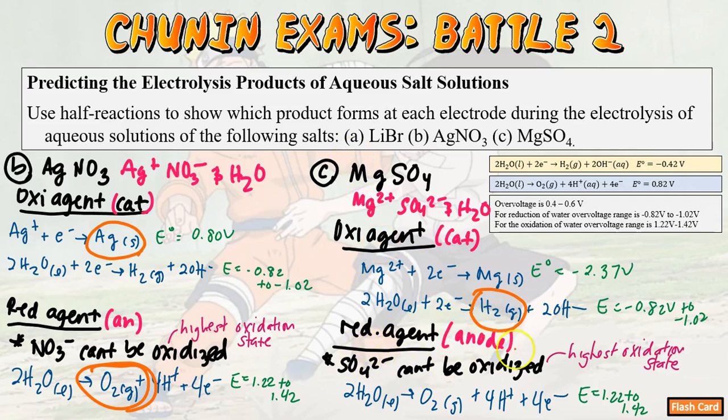Now moving on to the reducing agent, we have SO4 2 minus. SO4 2 minus can't be oxidized further. It's at its highest oxidation state, using again the information we get from the summary from Inoki. So because of that, water is automatically going to be oxidized at the anode. And so we're going to be producing oxygen gas here.